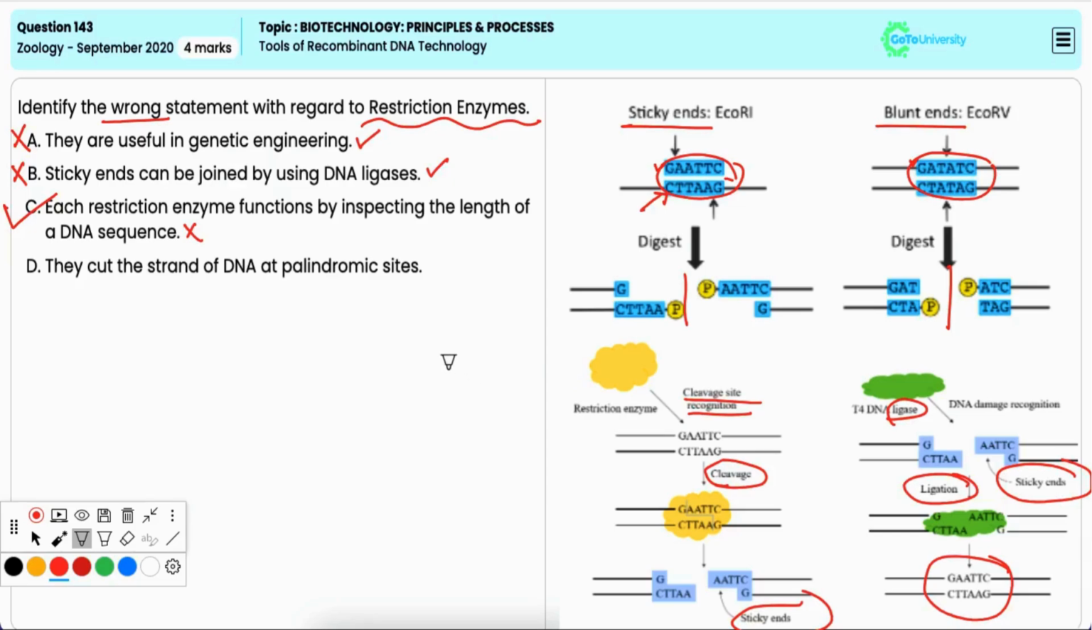Option D, they cut the strand of DNA at palindromic sites. Now, this is true. Restriction enzymes usually recognize and cut the DNA at palindromic sequences. That is, the sequences that read the same forward and backward. Hence, this is incorrect option.